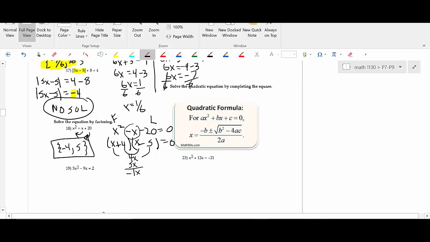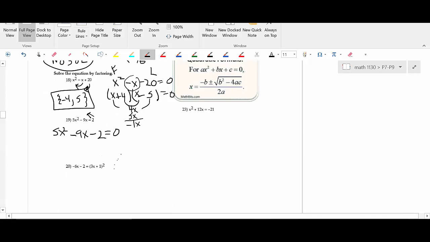Okay, once you get it factored, you're just setting each factor equals 0. We already did that a little bit last week. Okay. All right, what's the first step on 19? Move the 2 over. Okay, so you'll have 5x squared minus 9x minus 2 equals 0 like that. And then we want to go ahead and try to solve this by factoring.